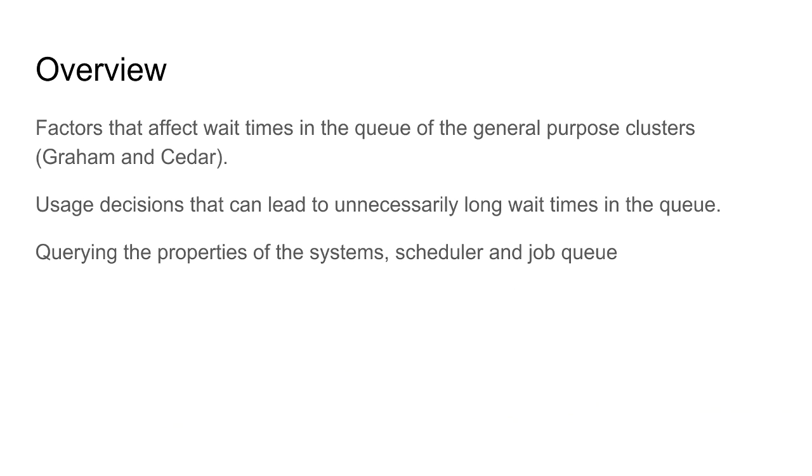So there are several factors that affect wait times, but some of these can be manipulated based on decisions about how a specific job is run. So understanding which of these decisions can be made can result in shorter wait times for the same throughput. And one of the main goals today is how do you query properties of the systems, the scheduler, and the job queue to understand what's happening on the system, how it's configured, what the properties of the scheduler are, and what is the load on the system that's affecting the wait times.